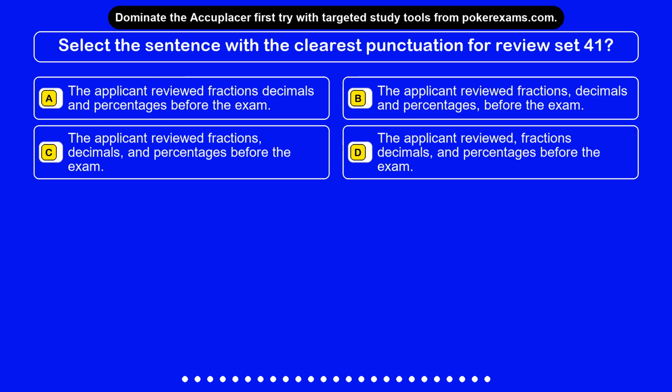Question 19. Select the sentence with the clearest punctuation for review set 41. Option A. The applicant reviewed fractions, decimals, and percentages before the exam. Option B. The applicant reviewed fractions, decimals, and percentages before the exam. Option C. The applicant reviewed fractions, decimals, and percentages before the exam. Option D. The applicant reviewed fractions, decimals, and percentages before the exam.